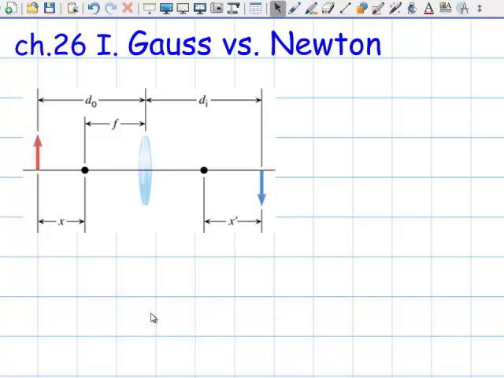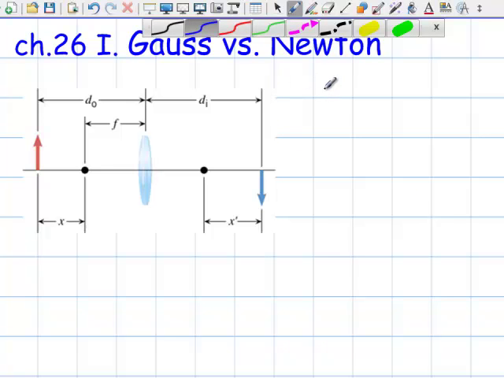The drawing also shows the distances x and x prime, which are respectively the distance from the object to the focal point on the left of the lens and the distance from the focal point on the right of the lens to the image. An equivalent form of the thin lens equation involving x, x prime, and f is called the Newtonian form. Show that the Newtonian form of the thin lens equation can be written as x times x prime equals f squared. So, a whole bunch of algebra.